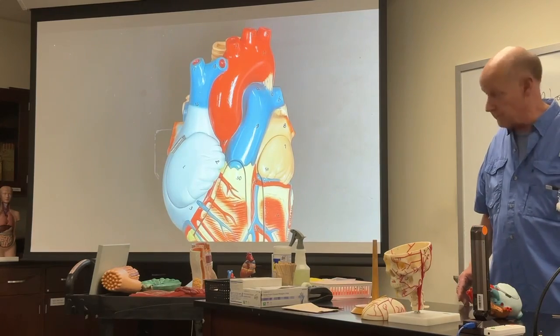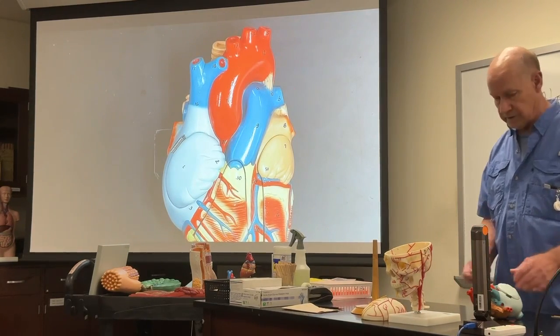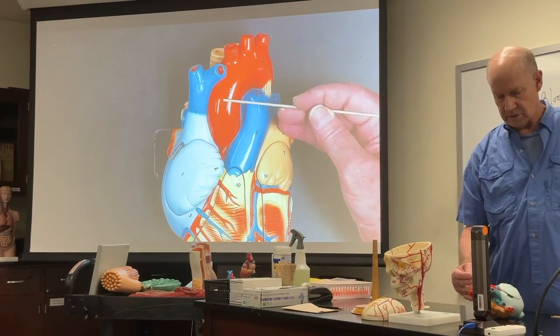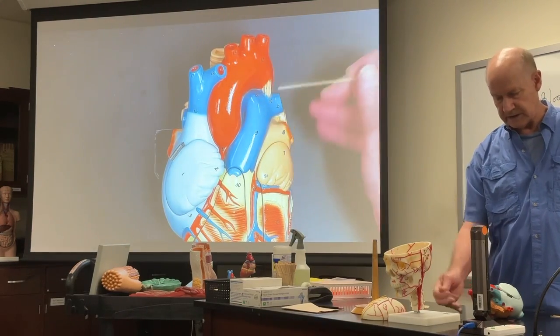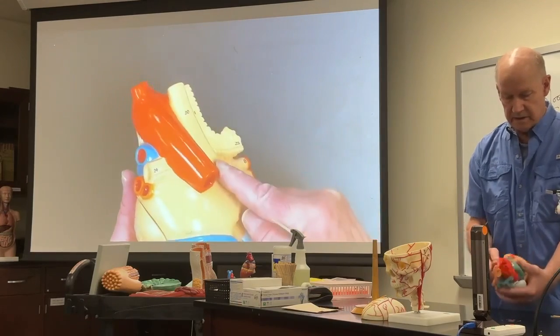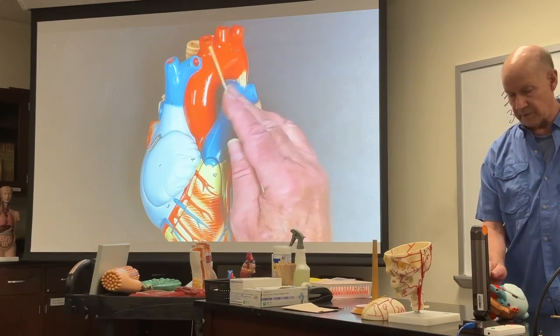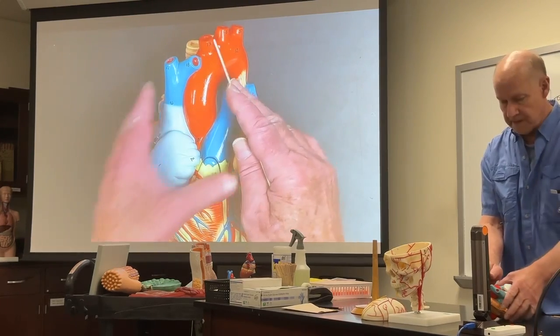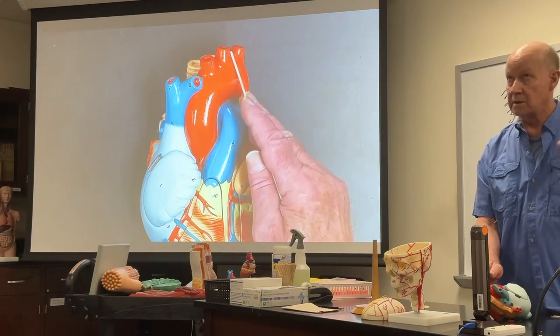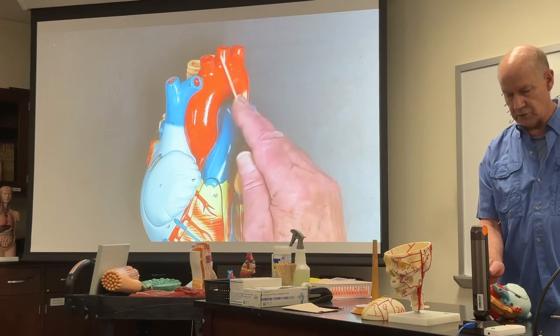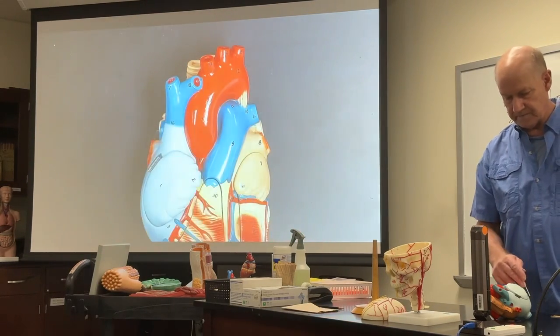So I'm going to go over this kind of quickly because we already went over it with that other model. But the ascending arch, descending is here, aorta or thoracic. So that's the stub of the brachiocephalic trunk there. This would be the left common carotid, left subclavian. Those 2 come off of this over here.